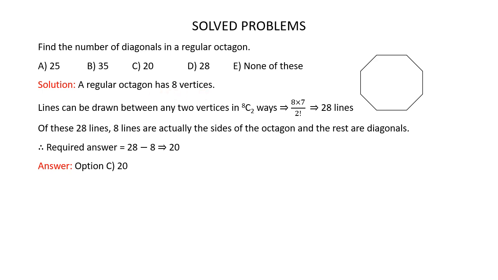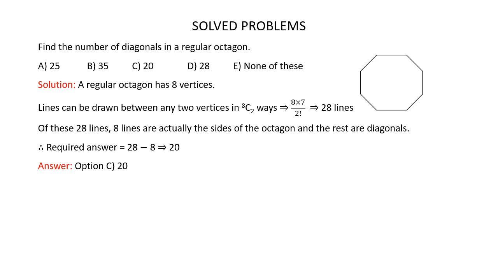Now you know that a line can be drawn between any two vertices. So two vertices have to be selected from 8 vertices, and this can be done in 8C2 ways. So the number of lines that can be drawn is given by 8C2, which is nothing but 8 multiplied by 7 divided by 2 factorial. 2 factorial is 2, and on solving this we get 28 lines.